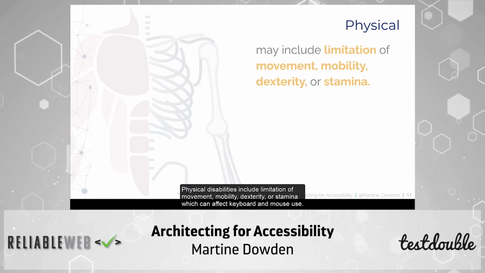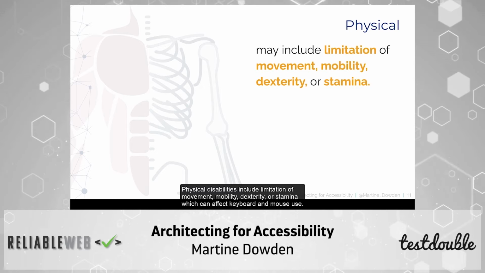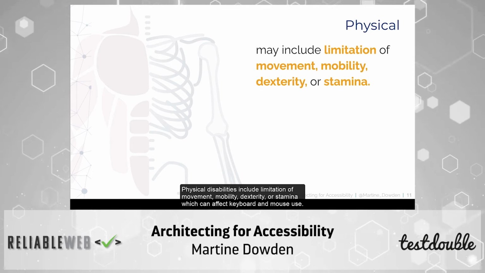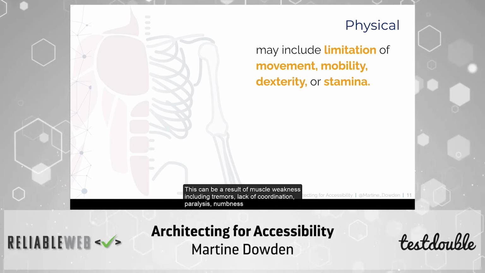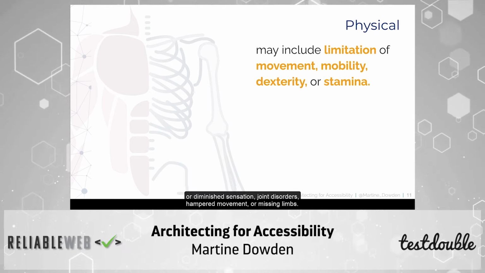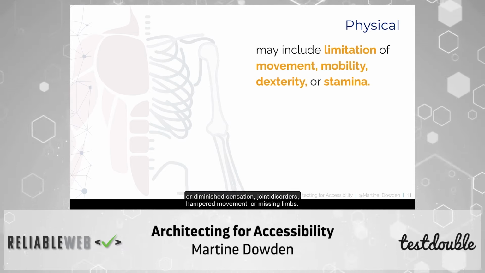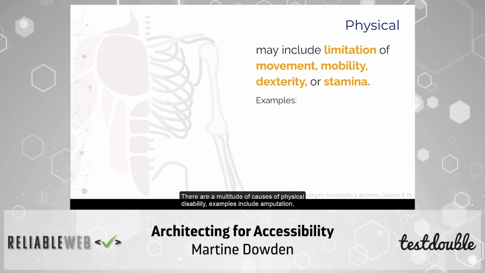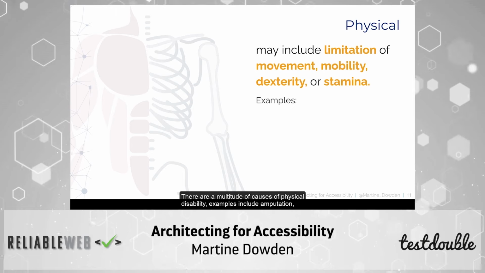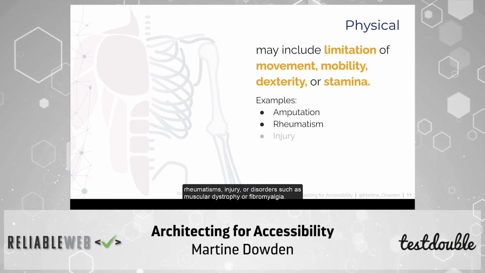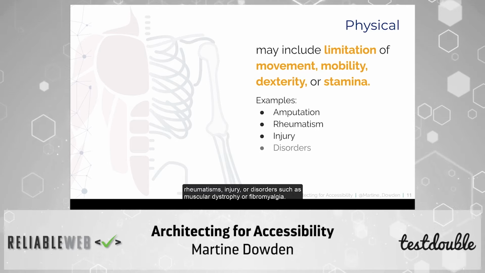Physical disabilities include limitations of movement, mobility, dexterity, or stamina, which can affect keyboard and mouse use. This can be a result of muscle weakness, including tremors, lack of coordination, paralysis, numbness, or diminished sensation, joint disorder, hampered movement, or missing limbs. There are a multitude of causes of physical disabilities. Examples include amputation, rheumatisms, injury, or disorders such as muscular dystrophy or fibromyalgia.